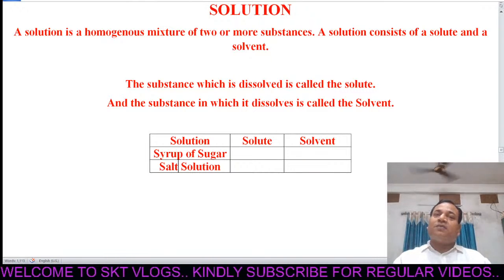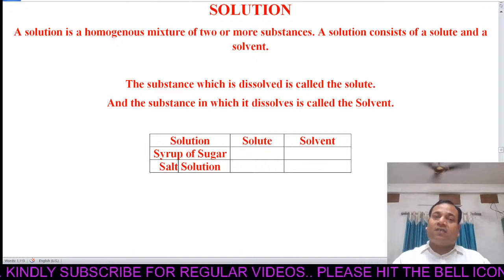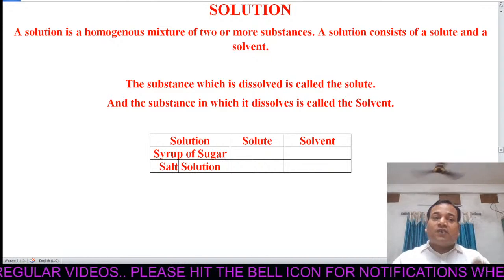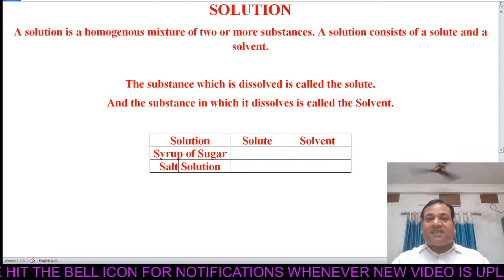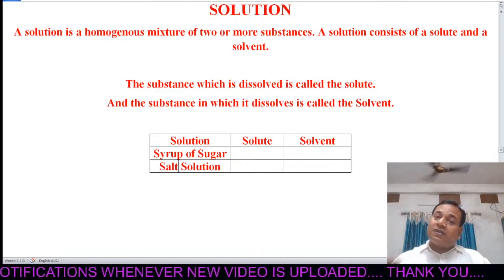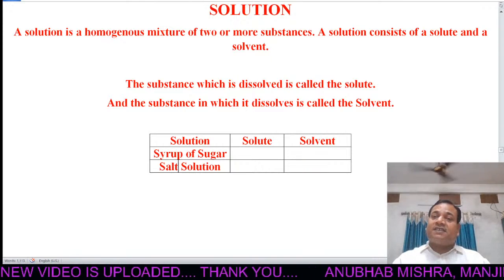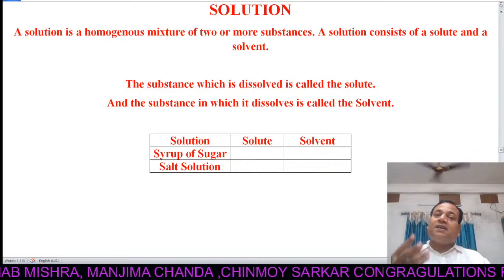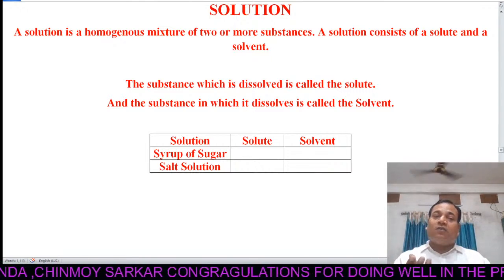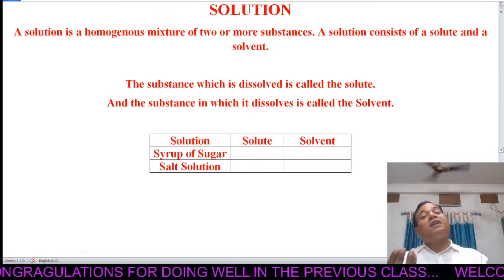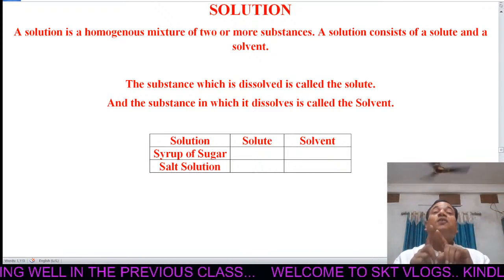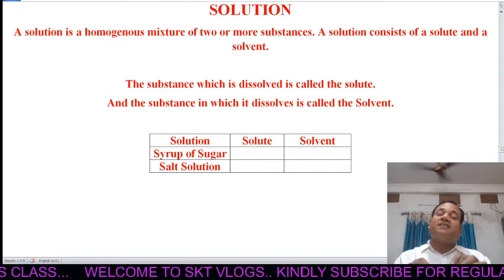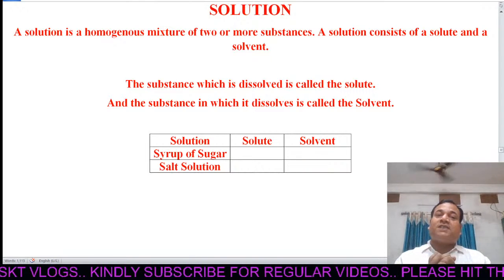मुझे पूरा विश्वास है कि आपको solution समझ में आया होगा। Solution क्या है? A solution is a homogeneous mixture of two or more substances. A solution consists of two things, solute and solvent. Both solute and solvent are necessary to form a solution.